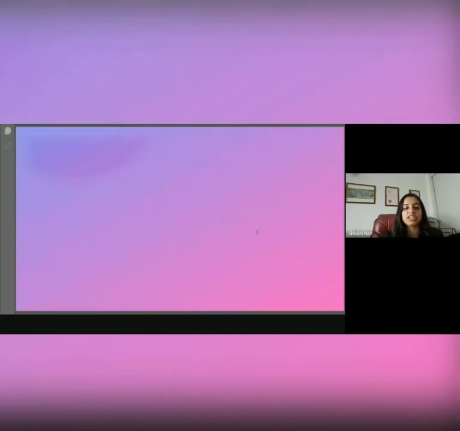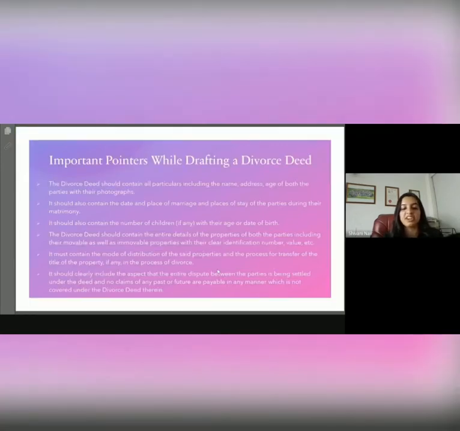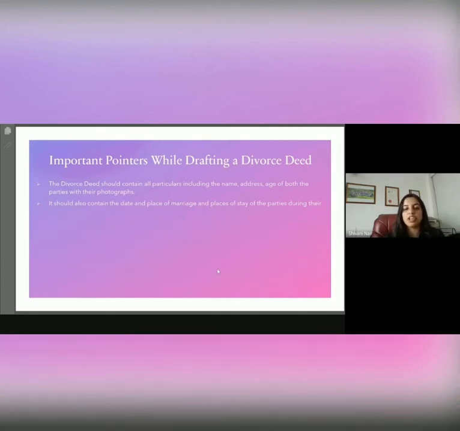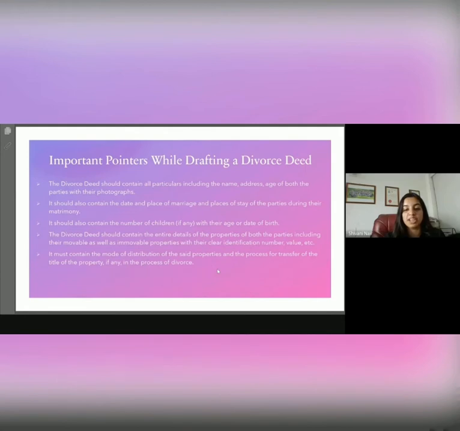Then it should clearly include the aspect that the entire dispute between the parties is being settled under the deed, and any claims which were made in the past, such as what I told about maintenance, or in the future, which may arise, if not covered in the divorce deed, then it is not maintainable.